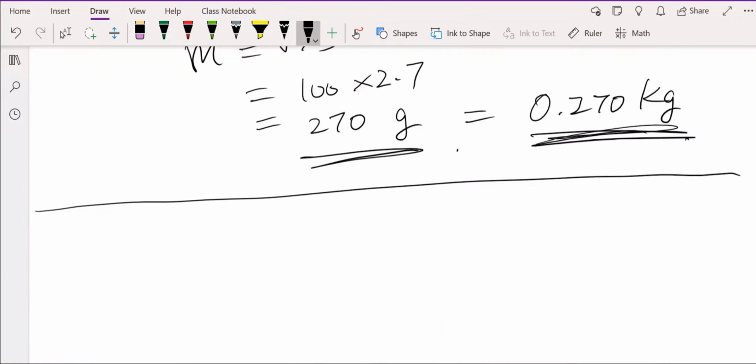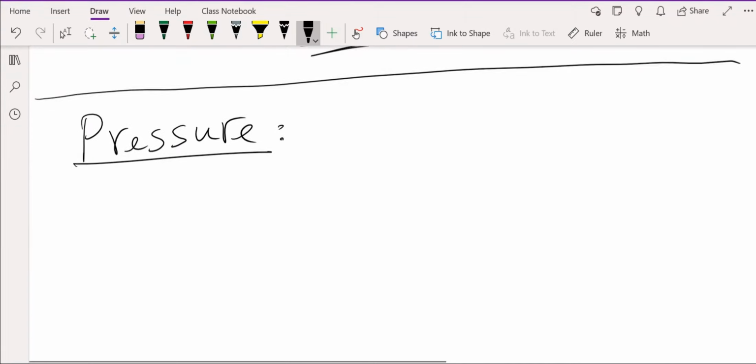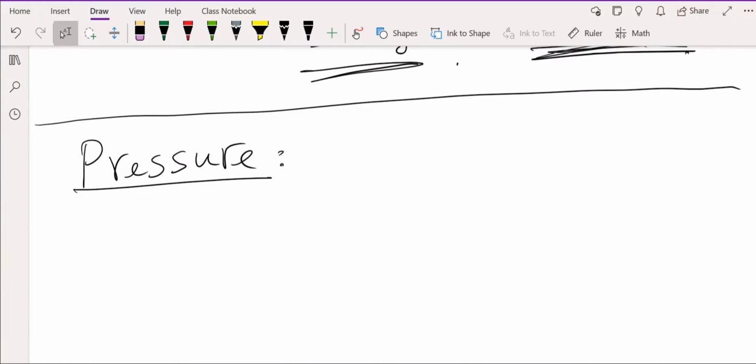So let's move on to the next aspect of this chapter, and it's called pressure. So write down notes. Pressure. It seems like it's almost the same as force. Apply a pressure, apply a force. Seems like it's the same thing, but there is a big difference. Pressure and force are totally different things.